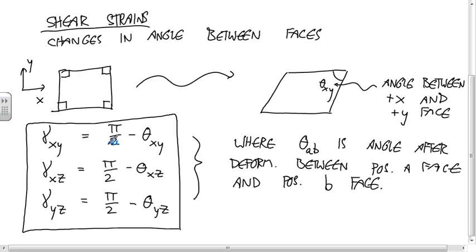Since you can think of this pi over 2 that we're subtracting everything from, it means that a 90-degree angle is like the default. So the question is, is it bigger or less than 90 degrees after the deformation? To get a positive value, that angle would become acute. To be a negative shear strain, that angle would have to become obtuse.